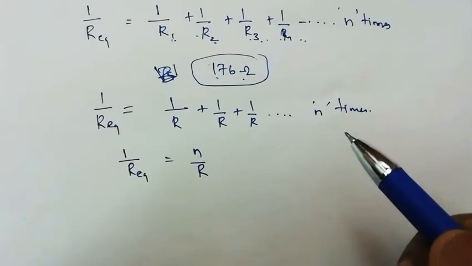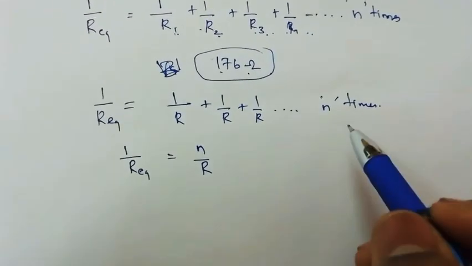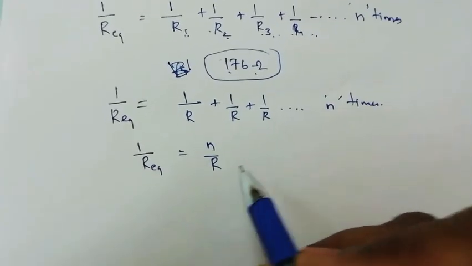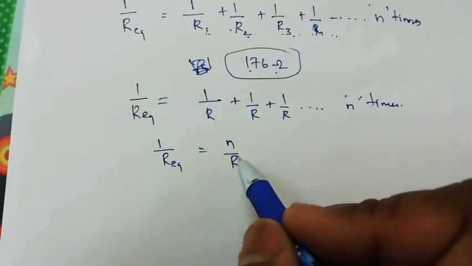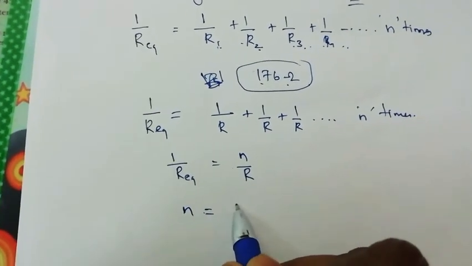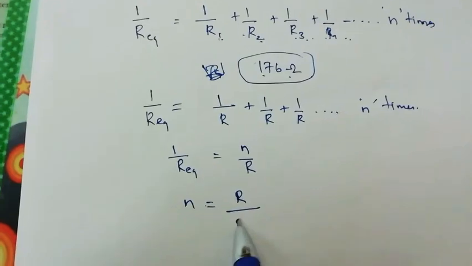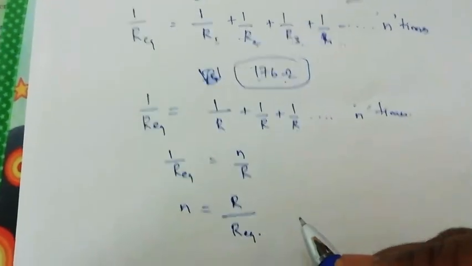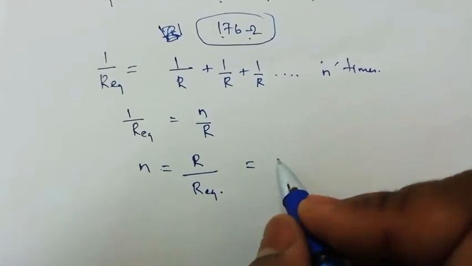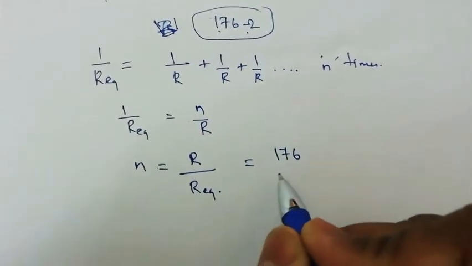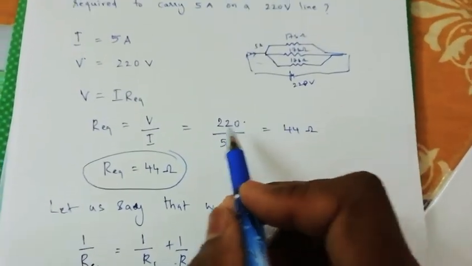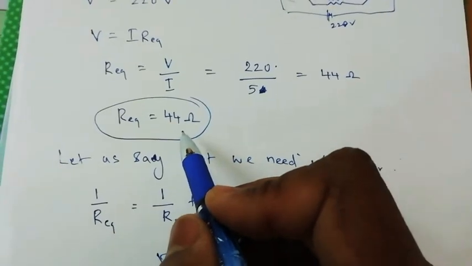Will you understand that? Adding R, n times, that means multiplying n by R. So that is why I have written n times R. So what is n? We need to find n only. So n is equal to R by the equivalent resistance. The resistance, which is given in the question, is 176, and the equivalent resistance that we already found is 44 ohms.